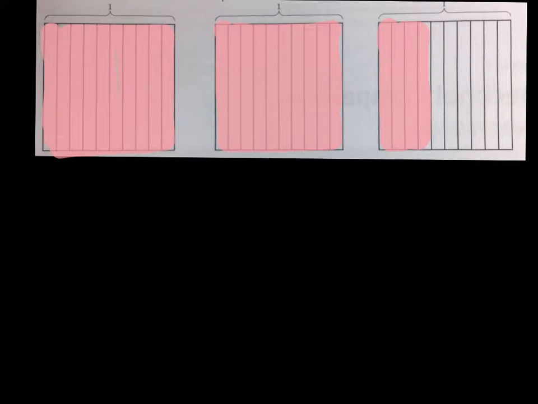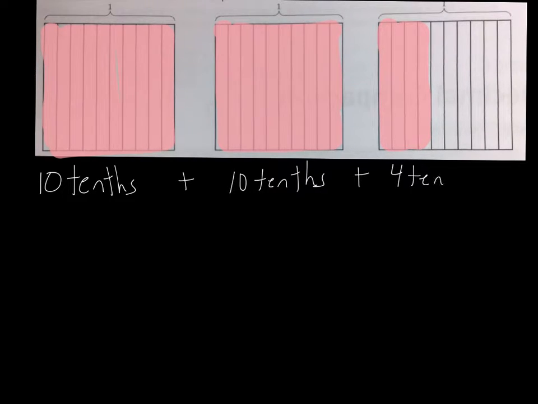So if we were to write this in expanded form, here I would have 10 tenths plus 10 tenths plus 4 tenths. So altogether, if I add this up, I have 10, 20, 24 tenths. Okay, so to write this as a decimal, we need our place value chart to help us.